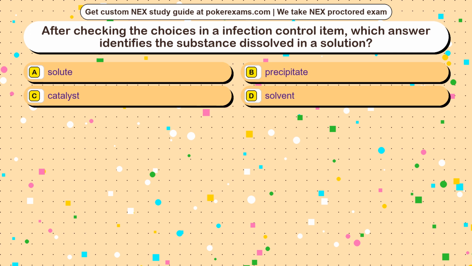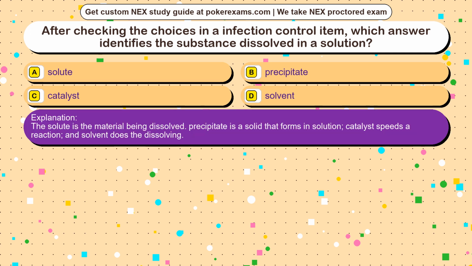The correct answer is option A. The solute is the material being dissolved. Precipitate is a solid that forms in solution, catalyst speeds a reaction, and solvent does the dissolving.